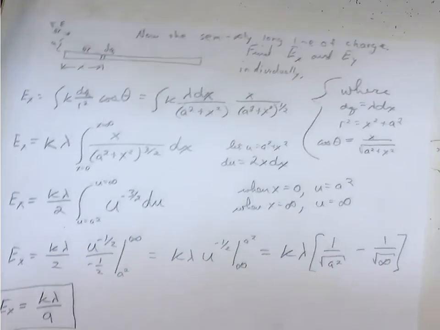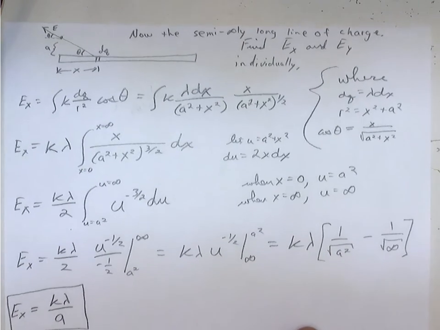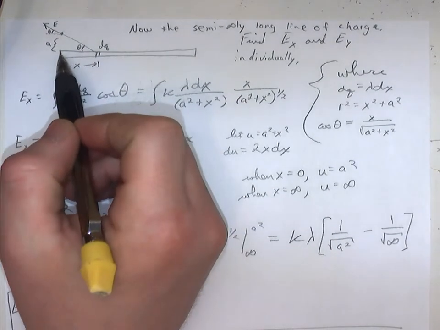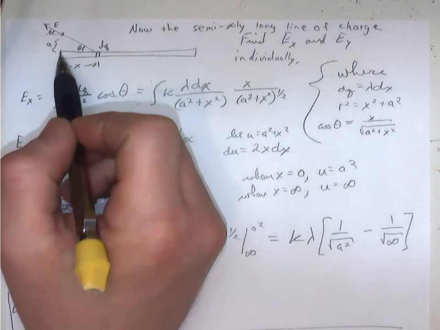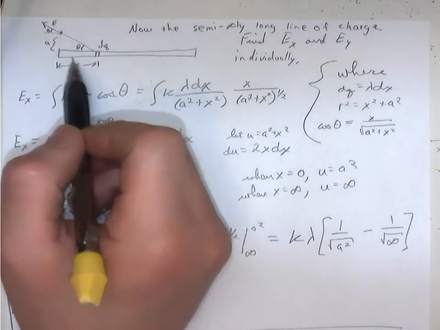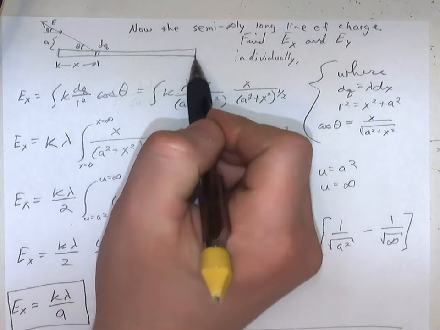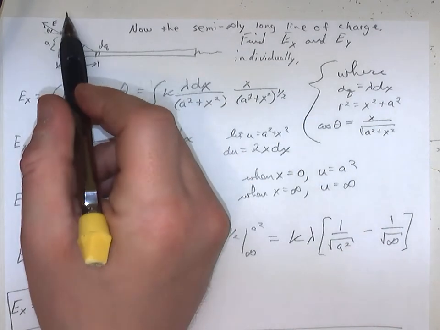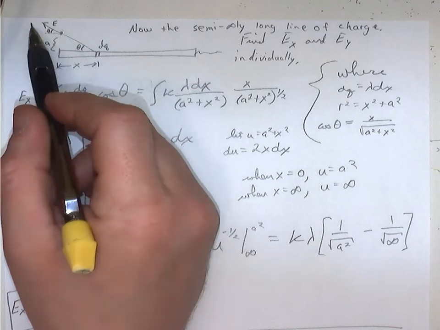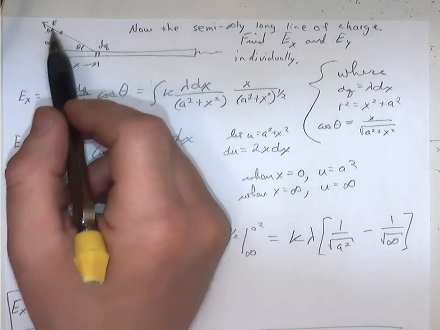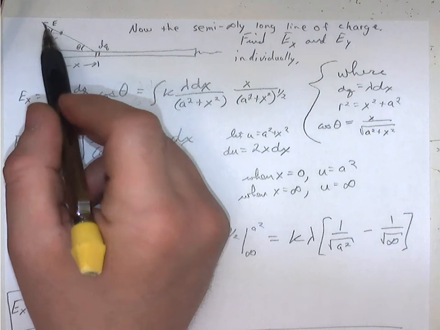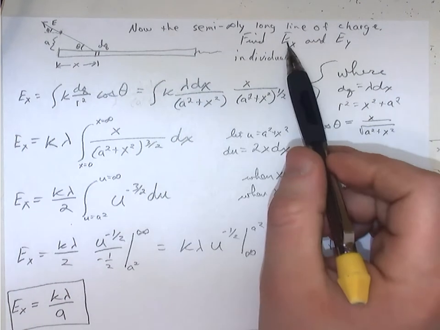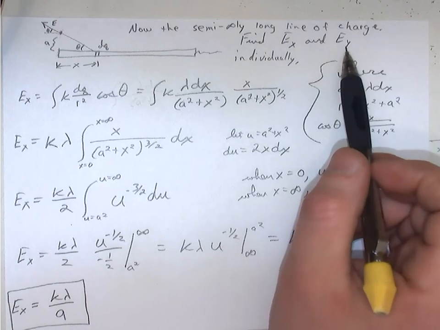Now let's look at the semi-infinitely long line of charge. Because it's semi-infinitely long, the charge starts right underneath the point of observation and extends to infinity. So it extends on like this. We're going to have y components and we're going to have x components, because there's nothing over here to cancel out all of the x components pointing toward the left. And we're going to find those x and y components individually.